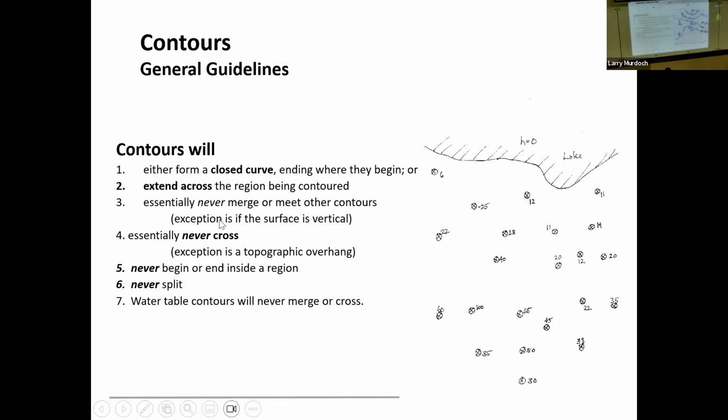This I think is also part of your handout package. It has to go across the region, it can't merge, can't cross. They can't do this. You can't have it do this. That's a violation. And then there will be rules that you have to obey for contours that are on the water table. That would be a good thing to pick up next.